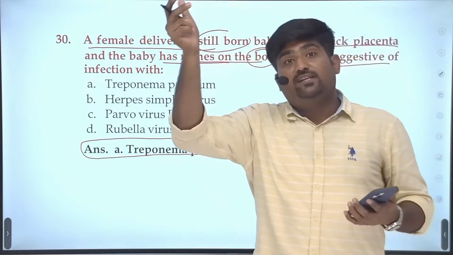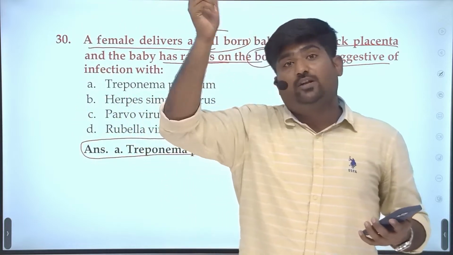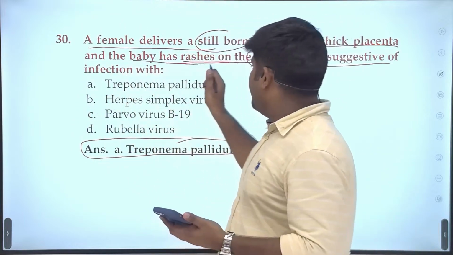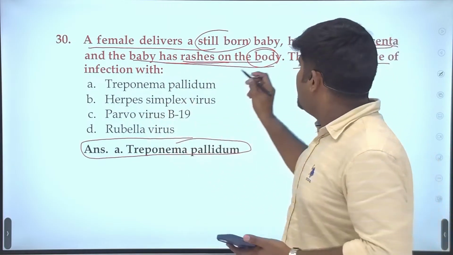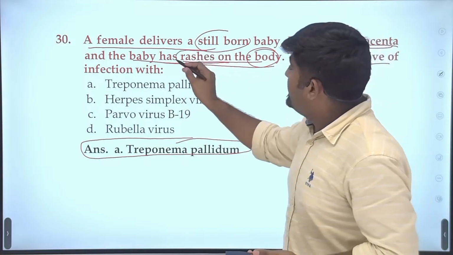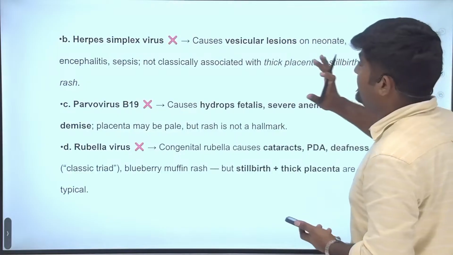Hydrops fetalis is there. In stillbirth, hydrops fetalis is there. Then we go for cytomegalovirus. Here, they have given rashes on the body with thick placenta. Okay, thick placenta and only rashes they have given. This Treponema pallidum is highlighted in giving this point.